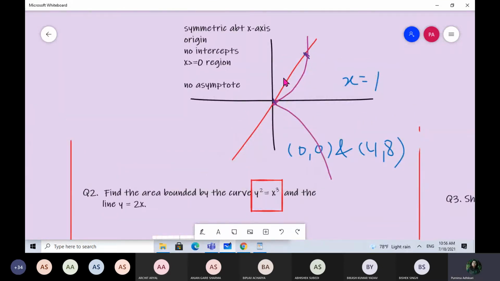I plotted a random line. Now look at this: your curve is passing through the origin, so we start from the origin, and then you have to decide whether your curve will move in the upward direction. When you solve these two equations you will get 2 points of intersection: one is the origin and the other one is 4,8.